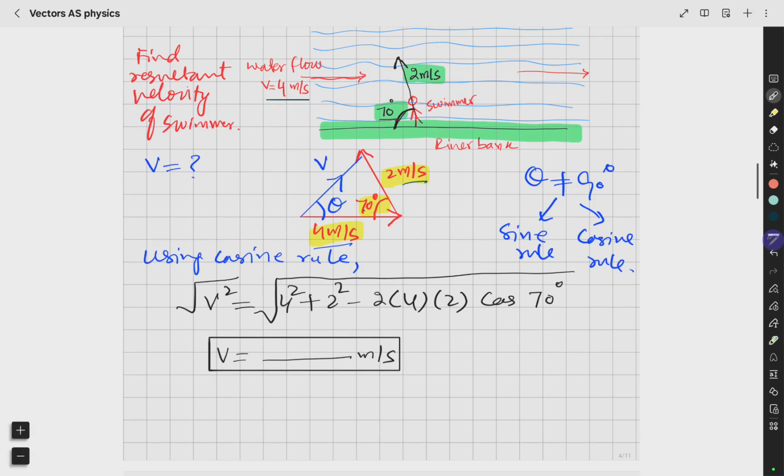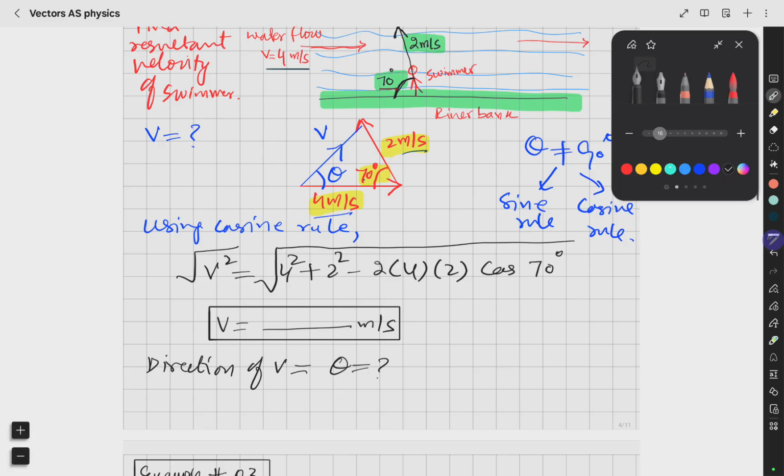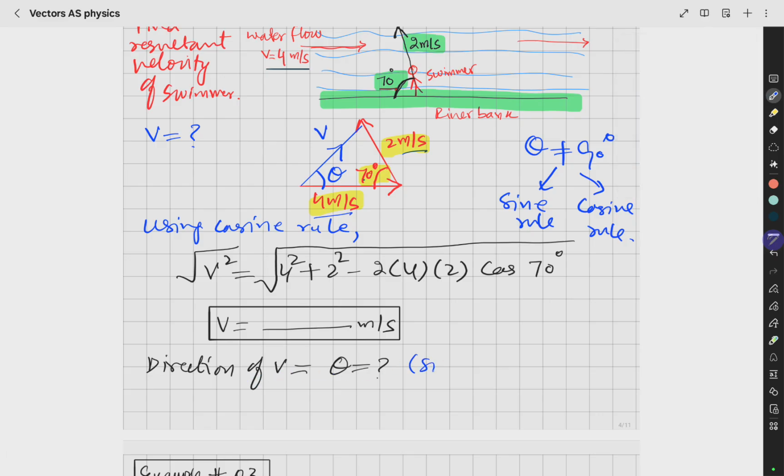Okay, then for the direction of V. The direction of V means the angle. Actually you have to find the angle. So in order to find the angle you will be using the sine rule. You can use sine rule over here. So let's say it is 2 over sine theta equals V over sine 70, because V you have just figured out from there and you can find theta from here.